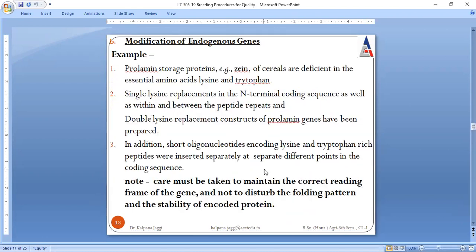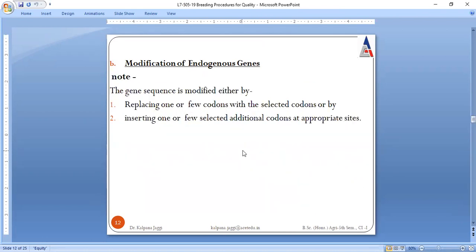Like I told you here, replacement of the codon is to be done, so one codon is to be changed with another codon, or another codon can be inserted. But say the reading frame is A, U, G, C, T, then this framing pattern should not be changed. This is to be taken care of while replacing or inserting the codon.